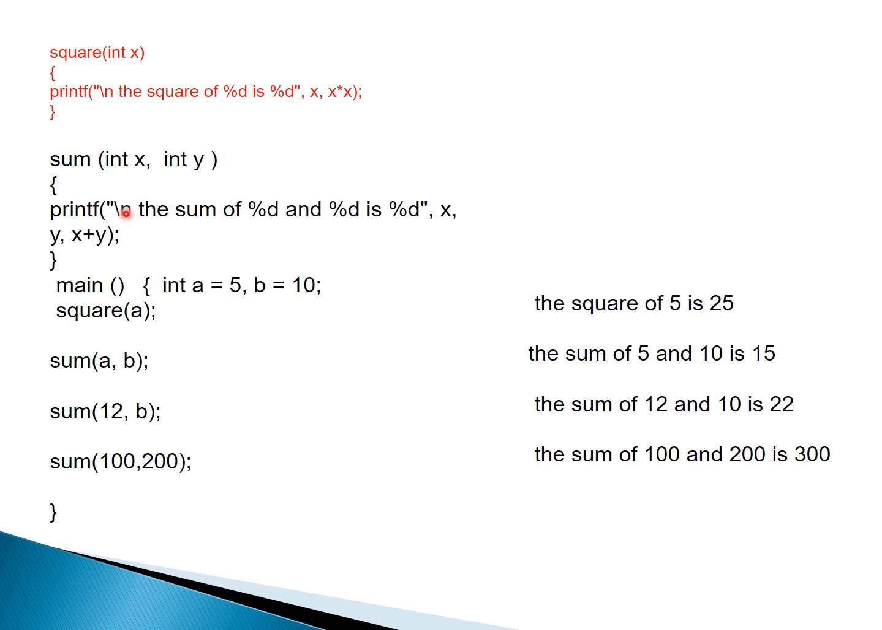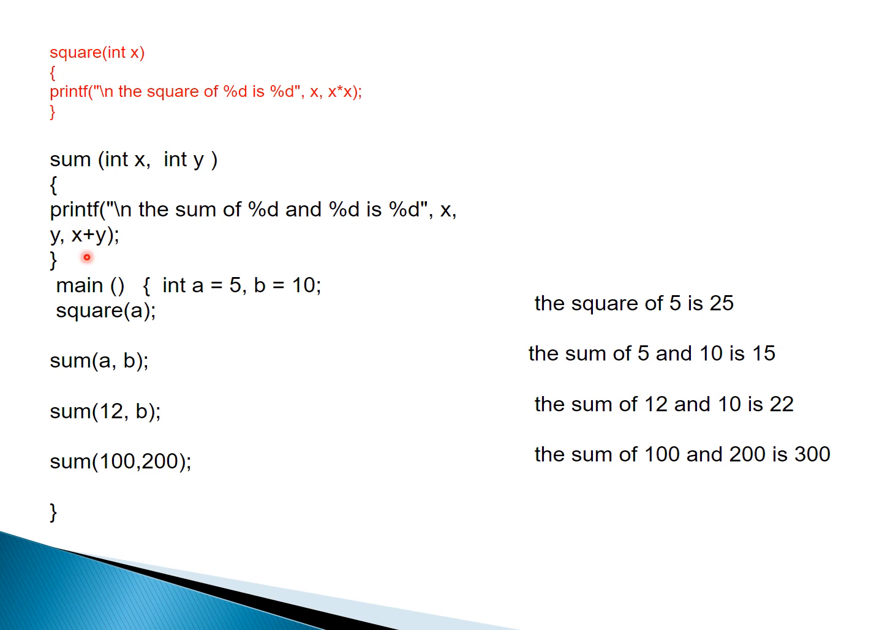This x is not accessible here in this function, or even here in this function, and the same is the case with this x. This is not accessible here in this function or in this function. This x is only accessible inside this function.